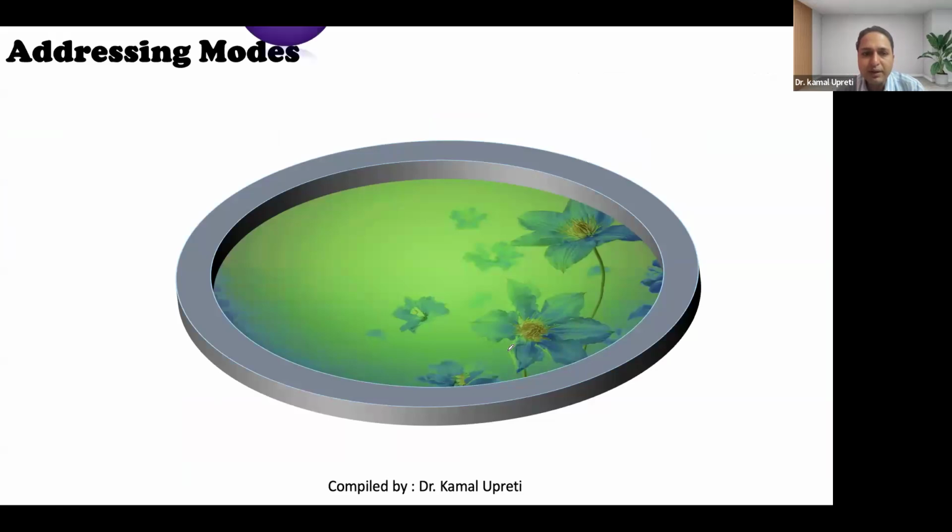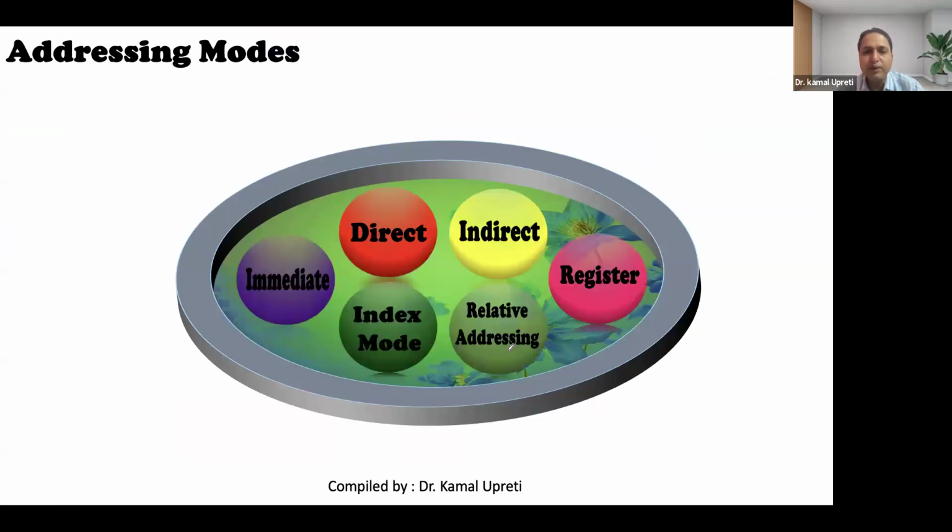Next I'm coming to addressing. If you see here, we are having multiple addressing modes existing, such as direct, immediate, index mode, relative, and registers. There are multiple types of registers which are used for accessing data.